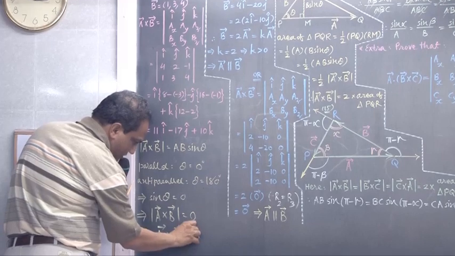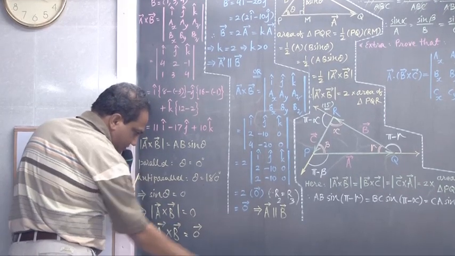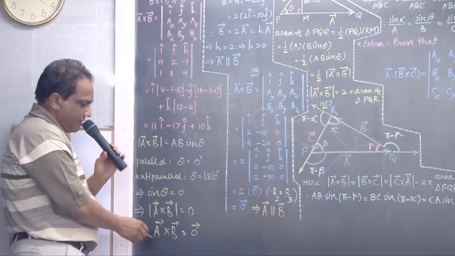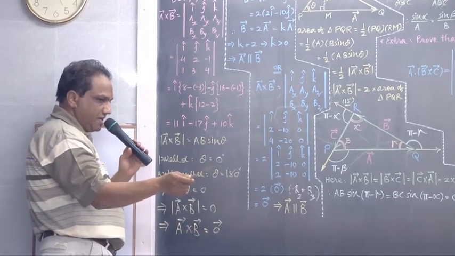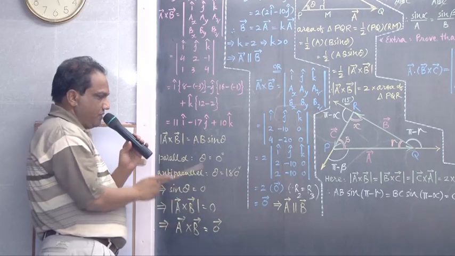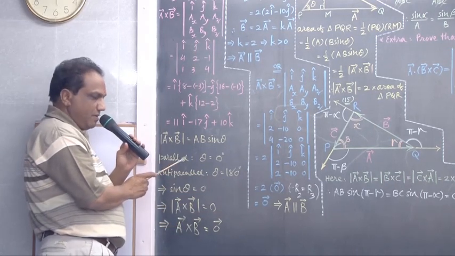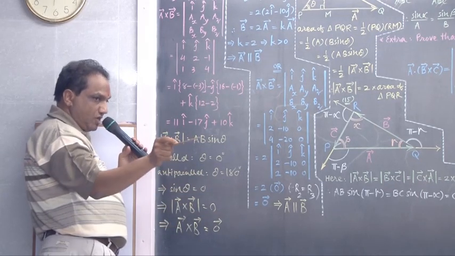So now just go in reverse. If the cross product between any two vectors is a 0 vector, it has two meanings. It has two given vectors, maybe, what you are asked to prove here.